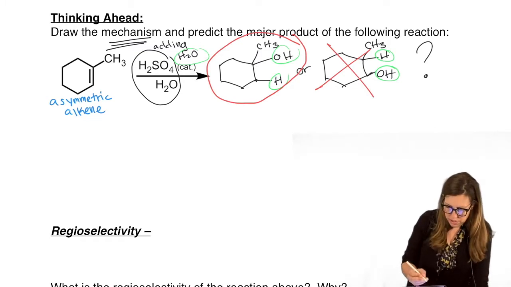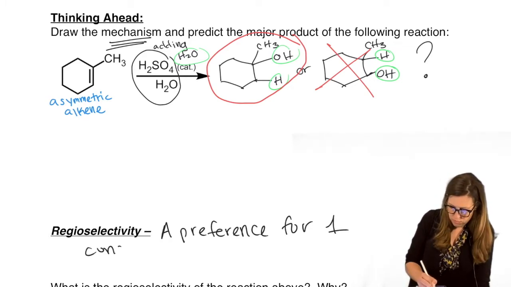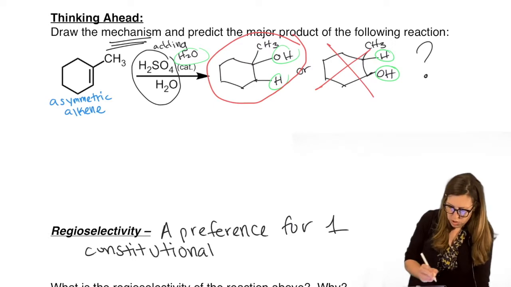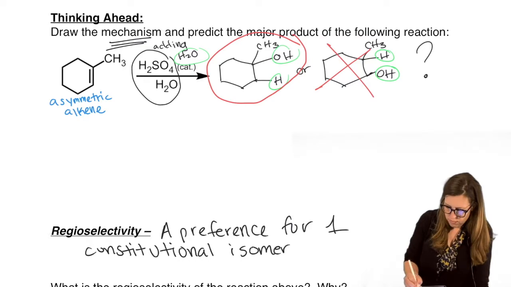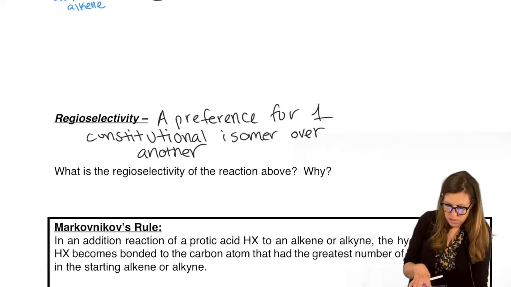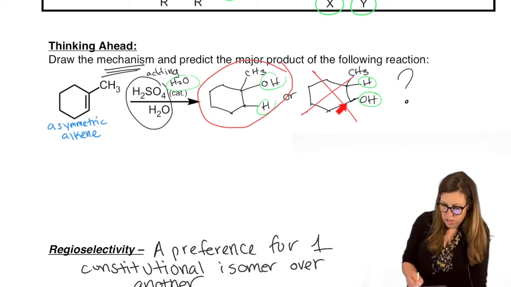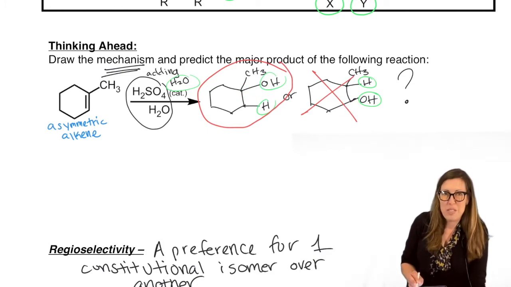So regioselectivity is a preference for one constitutional isomer over another. So when a reaction prefers to form one constitutional isomer over another possible one, that reaction is said to be regioselective. So clearly this is regioselective. If we put that into words, what do I mean by one constitutional isomer? I mean the OH is literally on a different carbon in our two possible answers.